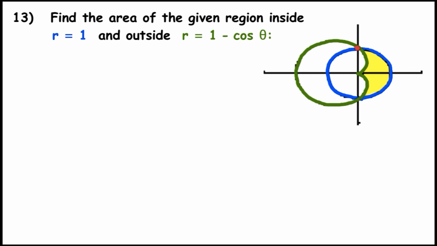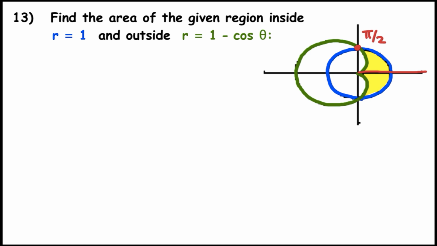Well, these shapes are going to cross each other right up here at pi over 2, which will be the theta. And if you can't really see that that's pi over 2, just take the two equations, the blue and the green, and set them equal to each other and solve, and theta will be pi over 2. So I'm going to integrate from 0, which of course is right along the x-axis, to pi over 2. I'm going to start with the blue.